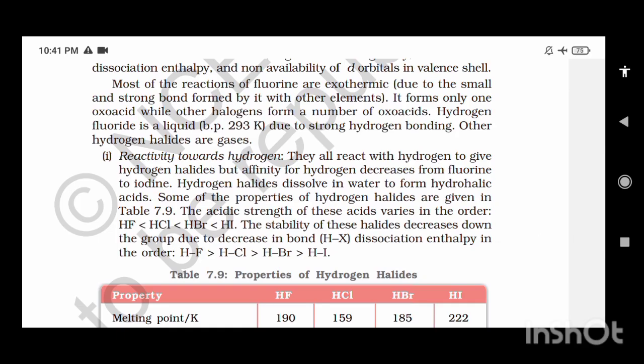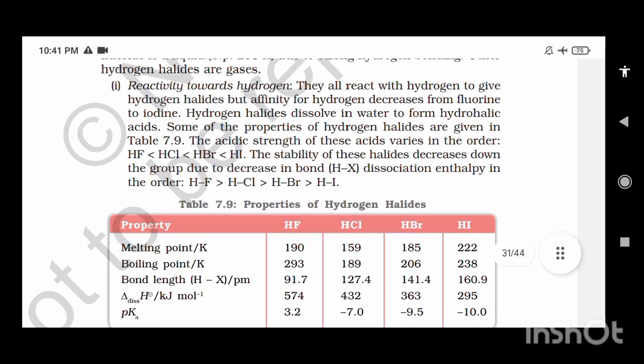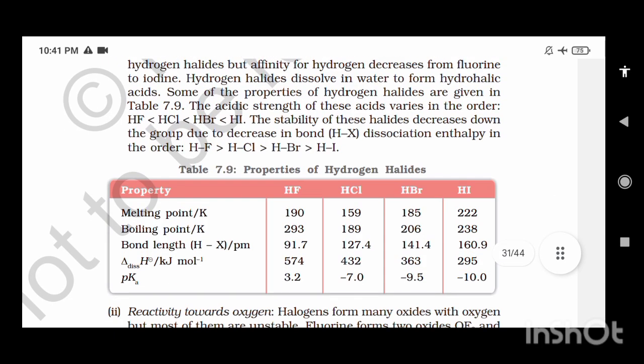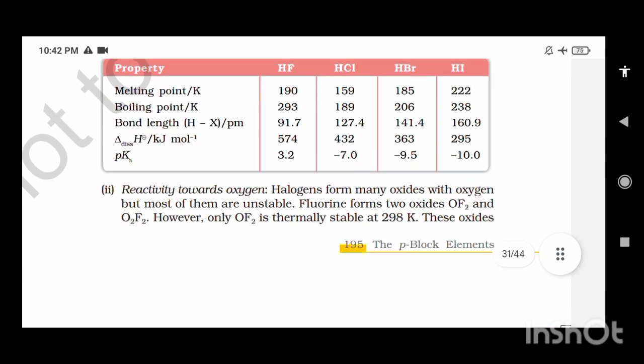Reactivity towards hydrogen. They also react with hydrogen to give the hydrogen halides, but the affinity for hydrogen decreases from fluorine to iodine. Hydrogen halides dissolve in water to form the hydrohalic acids. The acidic strength of these acids varies in the order HI is greater than HBr, greater than HCl, greater than HF. The stability of these halides decreases down the group due to the decrease in bond dissociation enthalpy.